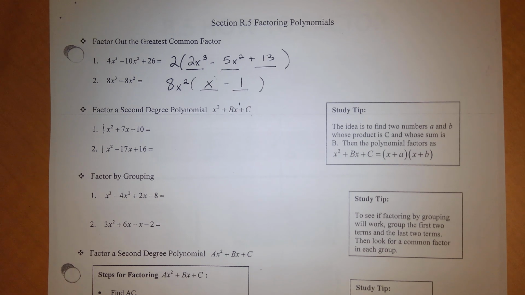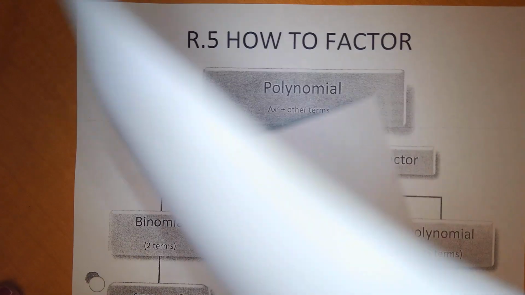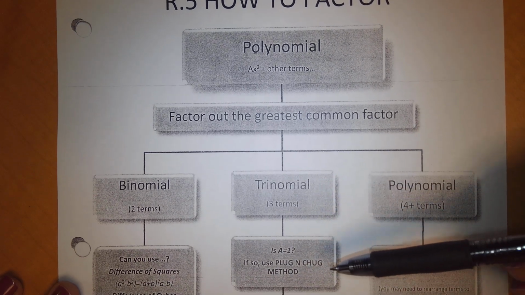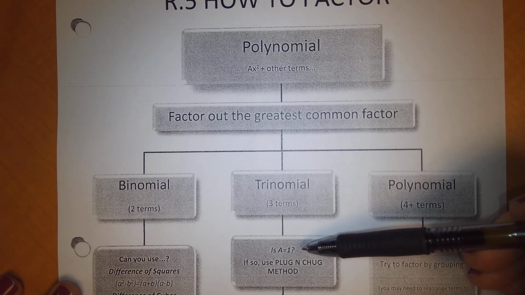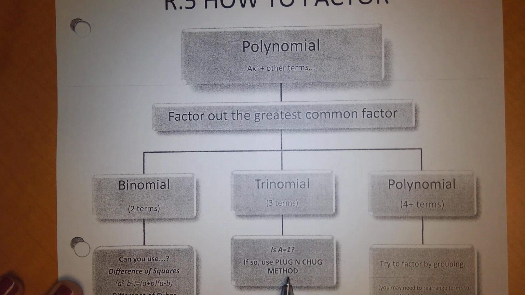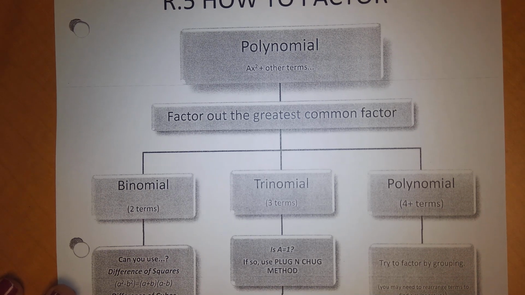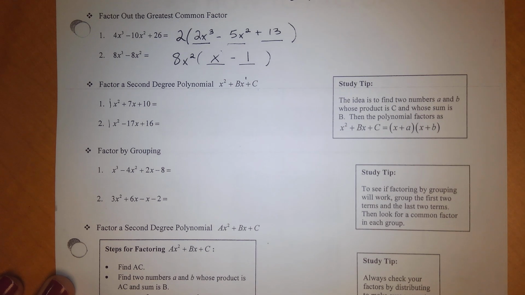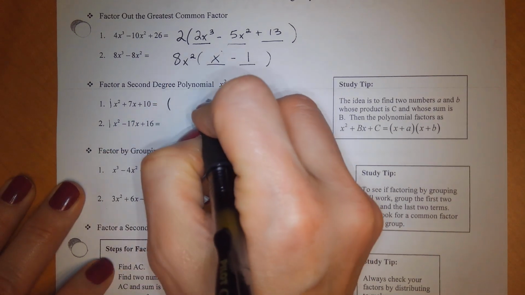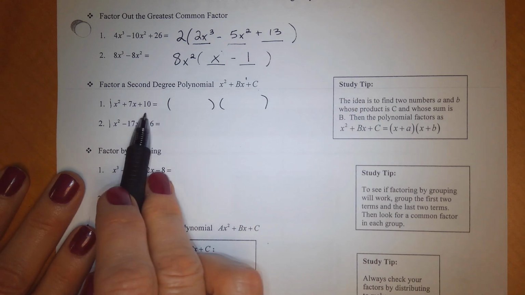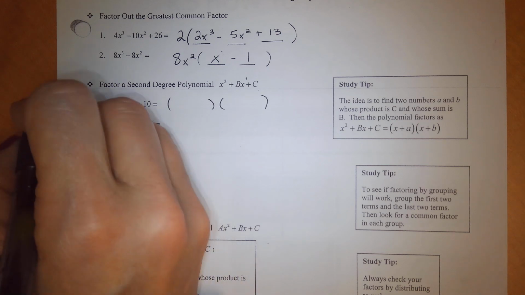Now when we factor trinomials with a coefficient of 1, what I recommend you do is to always use the plug and chug method. So if you have a trinomial and the first term has a 1 as the coefficient, in other words a is 1, I would suggest you use the plug and chug method, which means you're basically plugging in numbers until something works, kind of like a reverse FOIL. Okay? So in these terms, I'm going to set it up into 2 binomials that will multiply together to make this term right here.